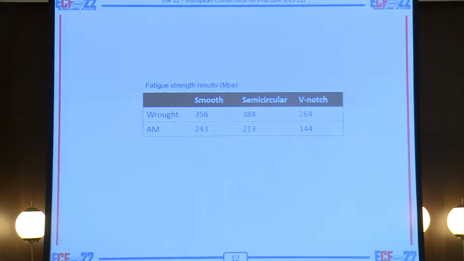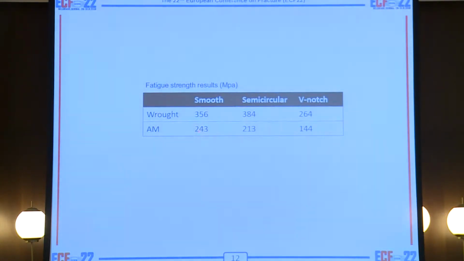The value of the fatigue strength for the semicircular sample in the wrought material is a bit higher than the smooth sample, which is a bit strange, but that's due to the experiments that we conducted. We need to do more experiments close to the fatigue limit to get that accurate value. However, the main concept of this work was the additive manufacture sample.